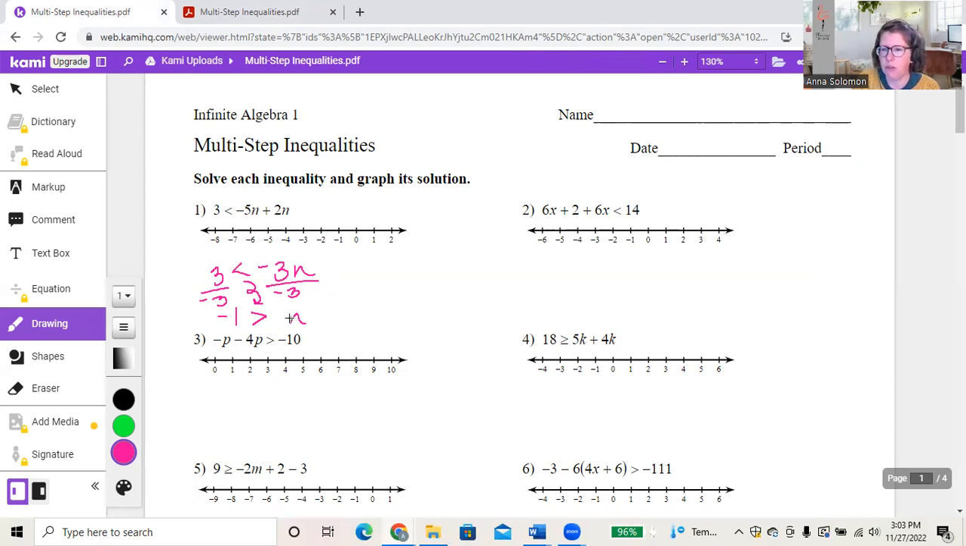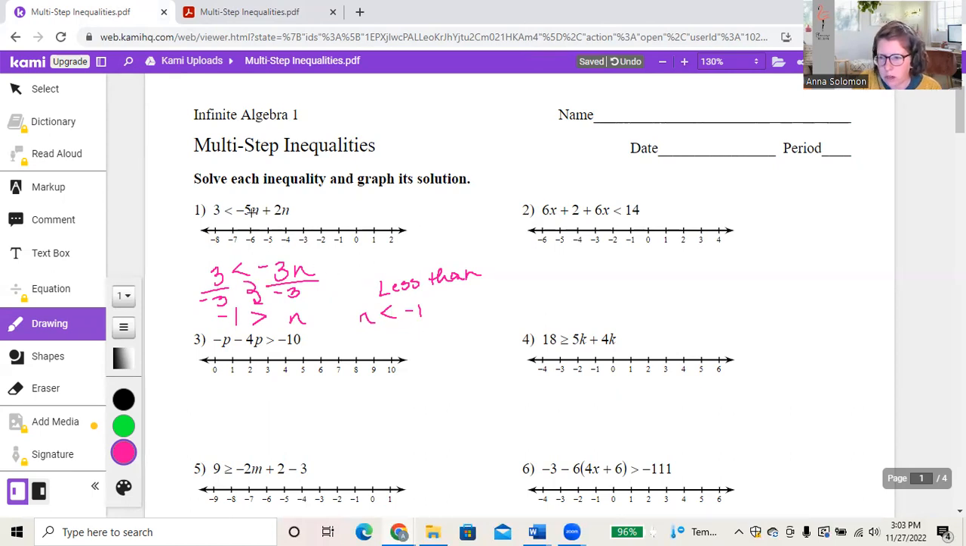All right, so then we can read this as negative 1 is greater than n, or we can rewrite it with the variable on the left, which is how we usually see it. So n is less than negative 1. And I think of it, I see the inequality looks like an L, and that L stands for less than. You can also think of it as a mouth, and the mouth turns towards the bigger item.